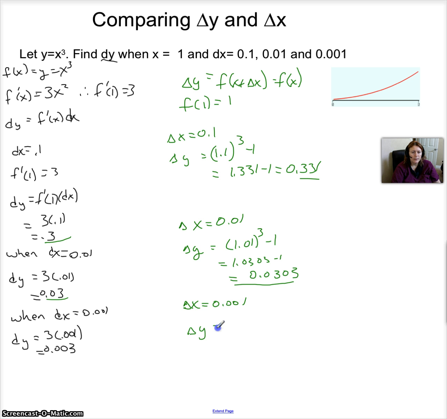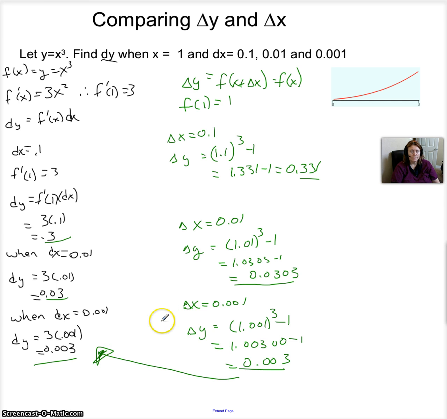Then delta y is 1.001 cubed minus 1. And this now is 1.003. Oh my gosh, this one is in very close agreement. So we see that the limit as delta x goes to 0, we begin approximating our differential. Starting to hear a little calculus shoved in there?